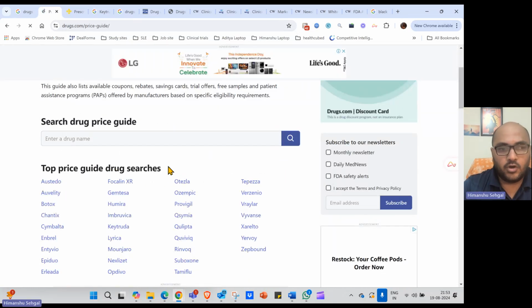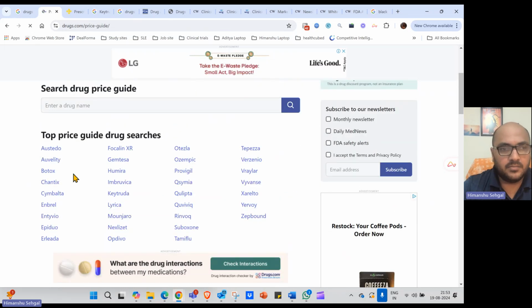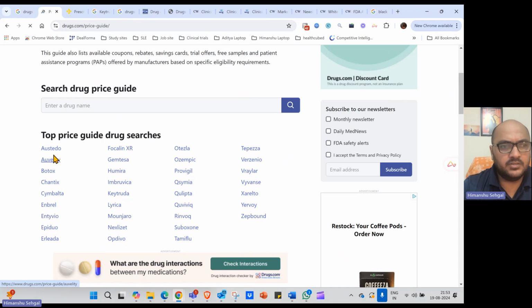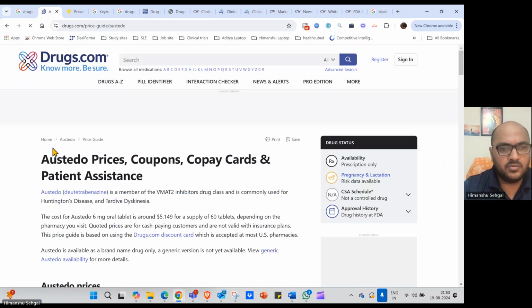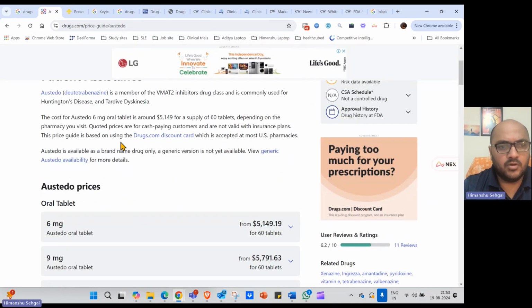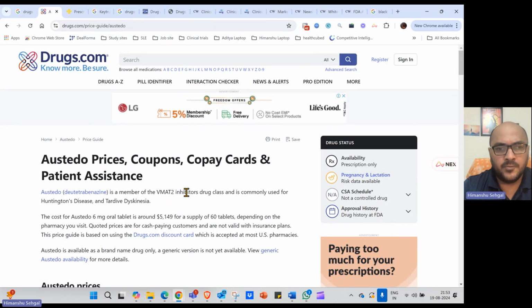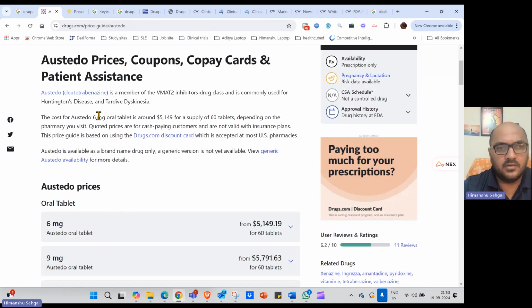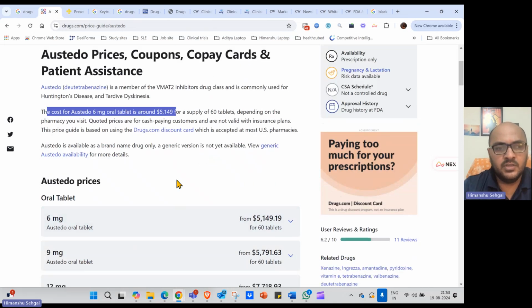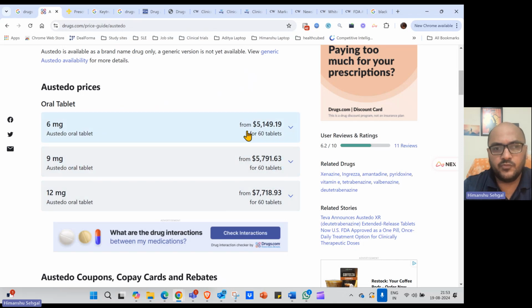So for a lot of drugs, you will get the pricing here at the top. Top drug searches. So let's go for Austedo. It will tell you about Austedo, commonly used for Huntington's and tardive dyskinesia, and the cost of oral 6 mg is around $5,149 for a supply of 60 tablets, basically. So in the US you get 60 tablet dosage. So for that you get this. And then there is 9 mg and 12 mg. So for them, these are the costs.